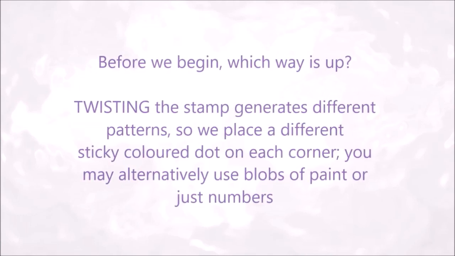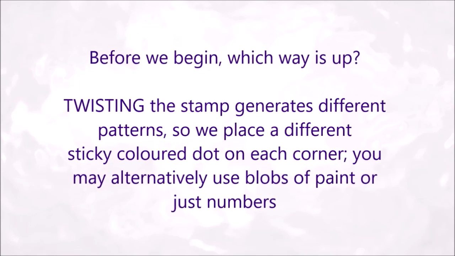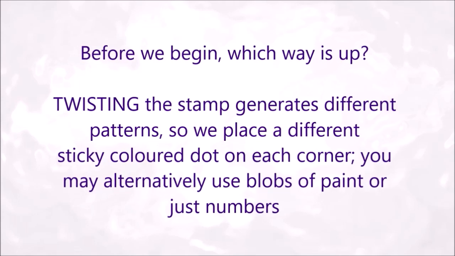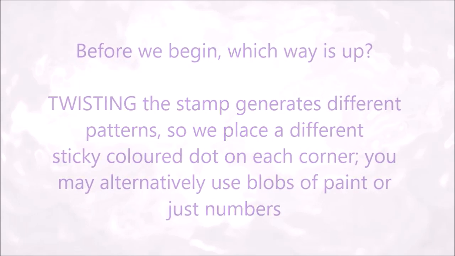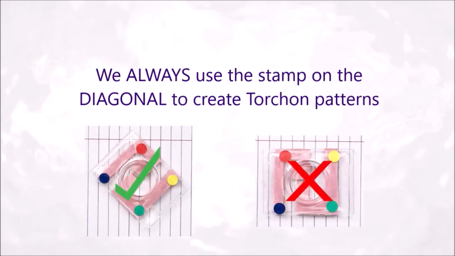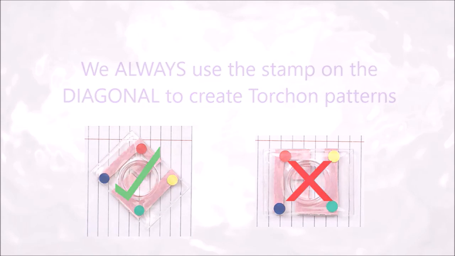Before we begin, which way is up? Twisting the stamp generates different patterns, so we place a different sticky coloured dot on each corner. You may alternatively use blobs of paint or just numbers. We always use the stamp on the diagonal to create torchon patterns.